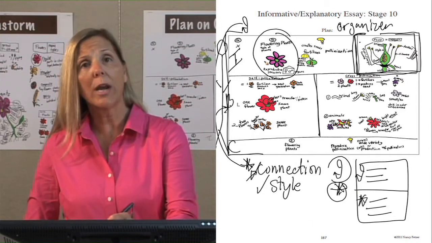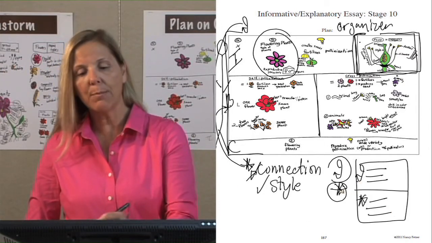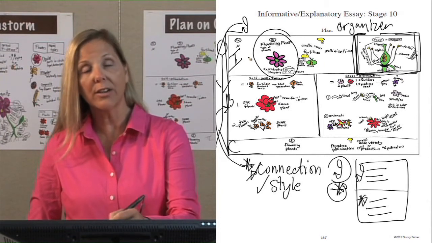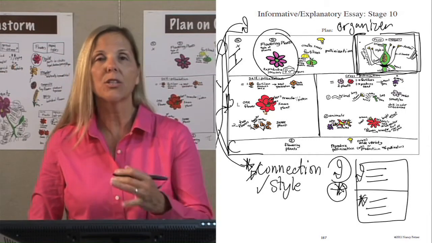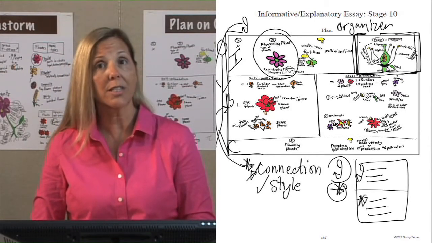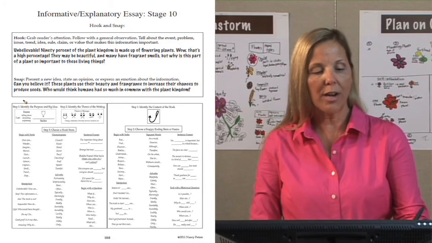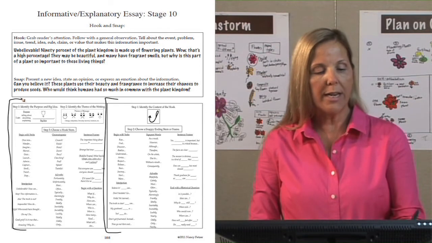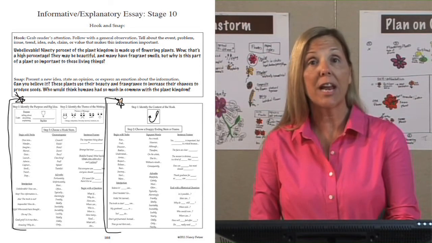Later, when we go to write this out, we have our hook and snappy ending paper right next to our organizer, which has the rest of the introduction, body, and conclusion. Let's go to the next page so I can show you that I have some tools for hooks and snappy endings. On page 188 are two charts. One is for hooks and one is for a snappy ending.